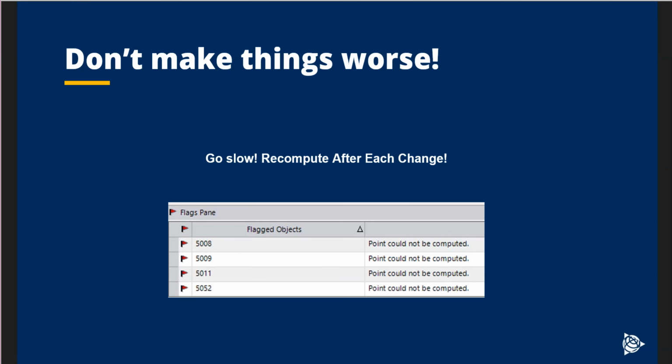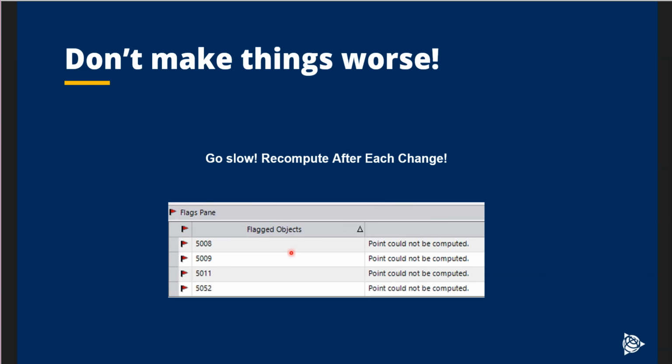Because if you see this error pop up in your flags pane, point could not be computed, that means you've done something and the data could be broken. So my recommendation is you go through and make these changes, change a few things, do a recompute, look at your flags warning and watch out for this, right? Watch out for this point could not be computed. If that pops up, you might need to undo what you just did, remove that change, because you could be causing more problems than what you're trying to fix, okay?